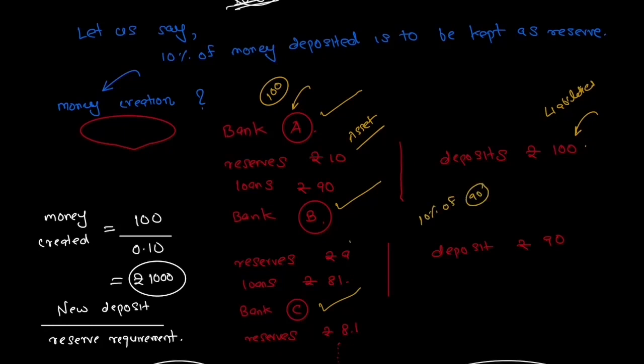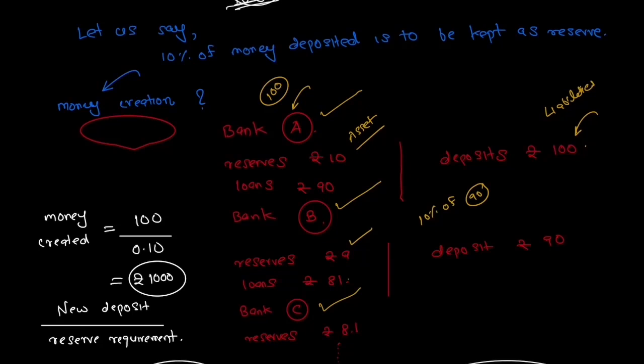So it will keep 9 rupees as reserves and the remaining 81 it will loan out to some other customer. So the deposits on its balance sheet is 90. Now let us say that this money that has gone to this guy C, he spends it lavishly and uses it in his own fashion, and he has basically transferred this wealth, let us say, to some other guy XYZ person who has in the form of income made this 81 rupees.